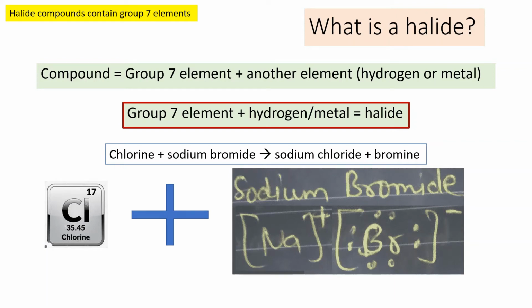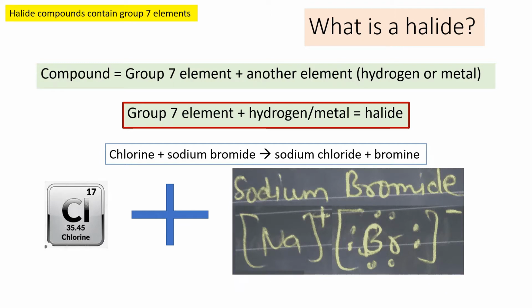What is a halide? A halide compound will contain a halogen and another element. That other element is usually a group 1 or group 2 metal. We consider hydrogen to be in group 1. Although it's a gas, it is still in group 1 because it has 1 electron in the outer shell.